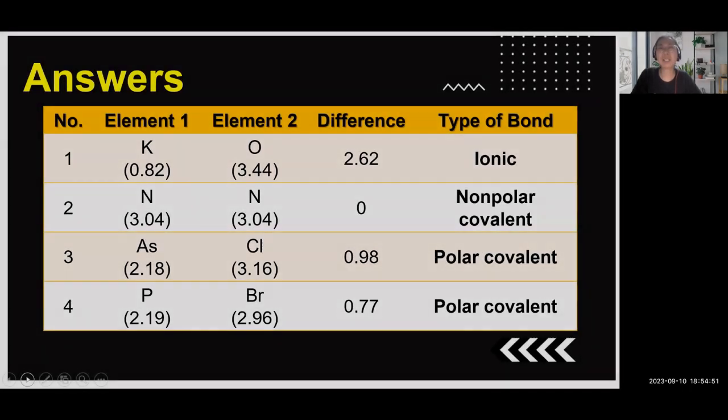So if you have answered the try this section, this is the answer to the question. For number one, you have a difference of 2.62 for potassium and oxygen. Therefore, this one is an ionic bond. Then for number two, you have nitrogen and nitrogen. So the difference is 0. That's why we say that is non-polar covalent. For number three, you have arsenic and chlorine. The difference is 0.98. For that one, that is polar covalent. And for number four, you have phosphorus and bromine. The difference between the two is 0.77, which again falls under the polar covalent bond.